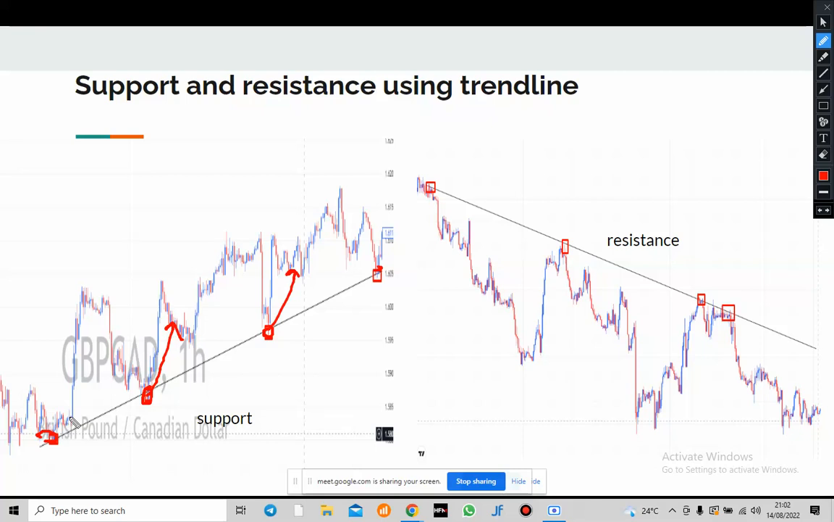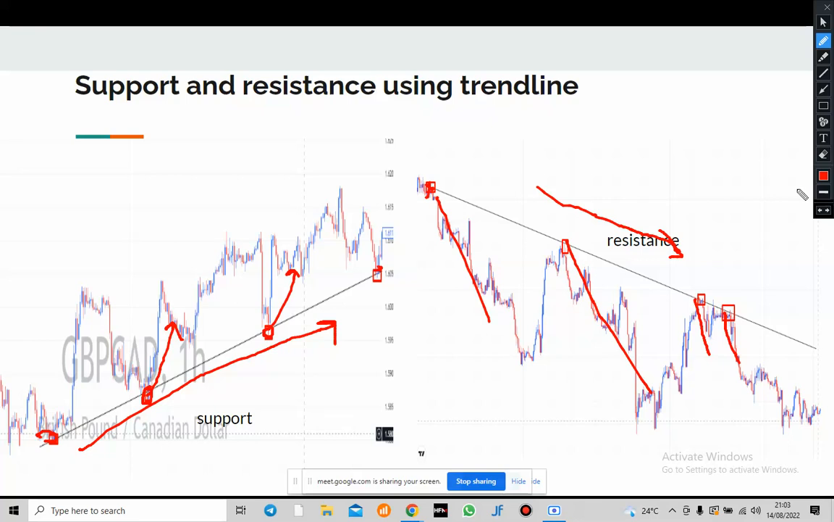So here we have the support trend line, and the price is bullish. This is the downward trend line, which is the resistance, and the price is bearish. So when the price touches the trend line, it drops. It rises again, it drops, it rises again, it drops. This is how the market moves or respects trend lines. We have so many ways you can identify or draw support and resistance.